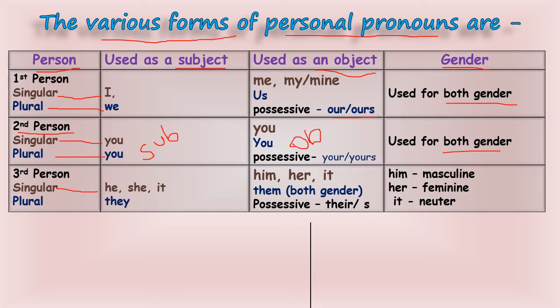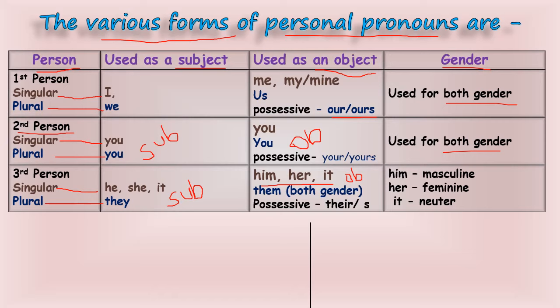Now see the third person pronoun. Singular: he, she, it. He we use for boy, she we use for girl, and it we use for non-living things and animals. What will be the plural for them? They. Okay, and she, he, it we use as a subject, children. This much is clear. And him, her, it, and them we use as object. This is clear.